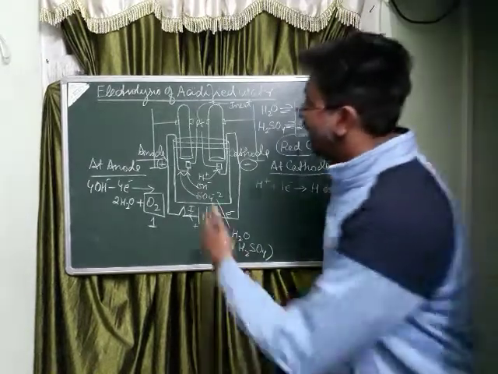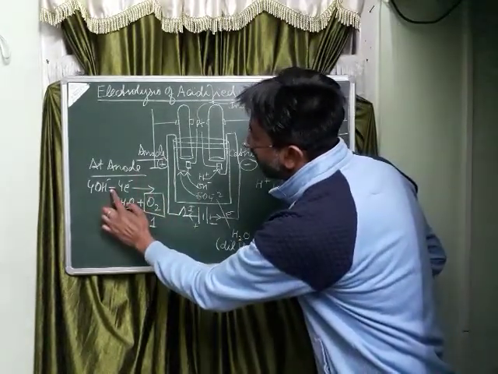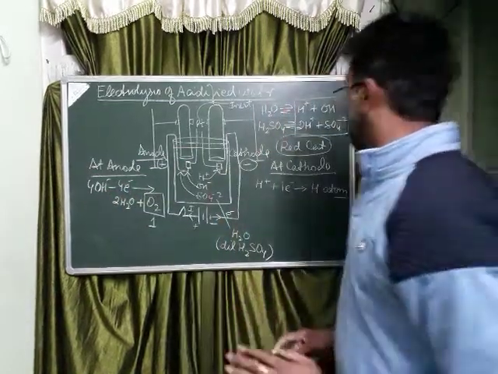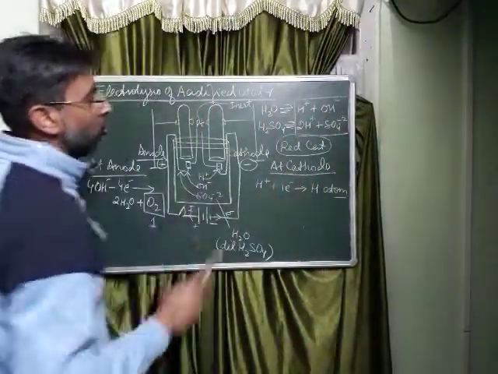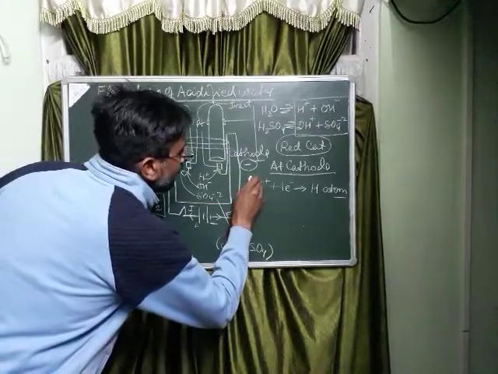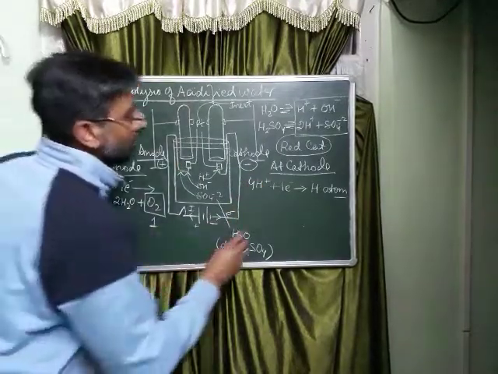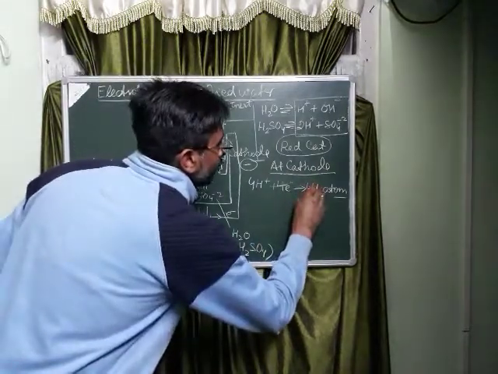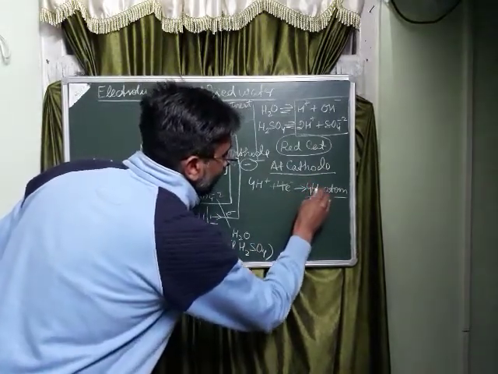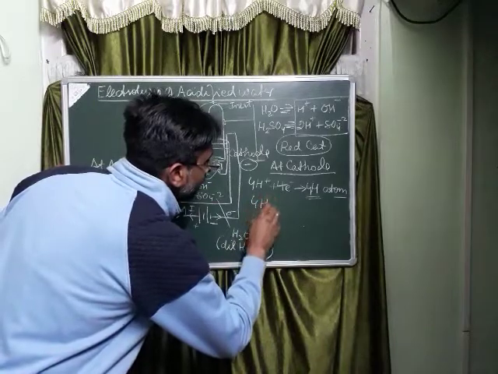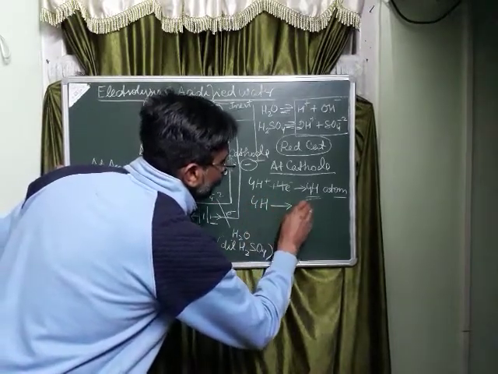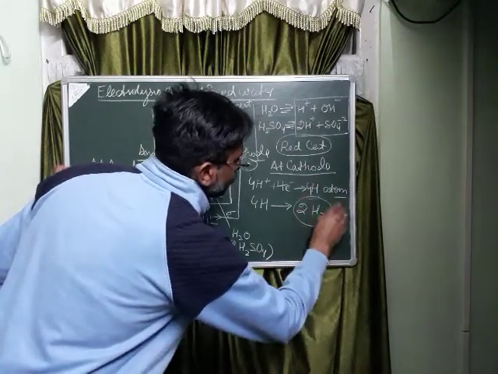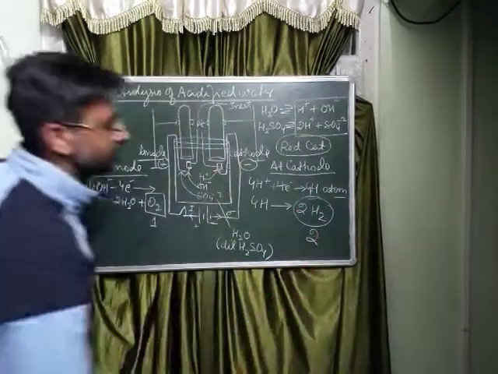So, at the anode, since I have taken 4 hydroxyl ions losing 4 electrons, therefore at the cathode also I must take 4 hydrogen ions gaining altogether 4 electrons to form 4 hydrogen atoms. Now these 4 hydrogen atoms rearrange to produce 2 hydrogen gas molecules. 2 over here.